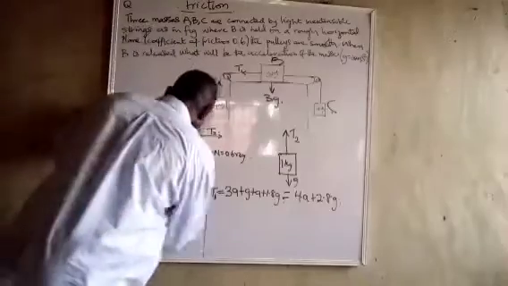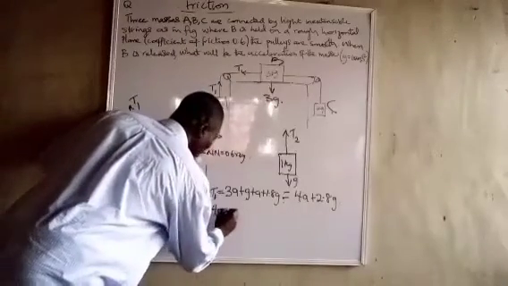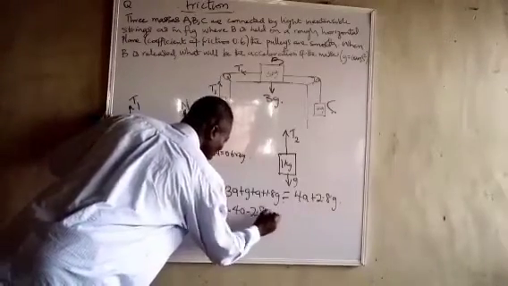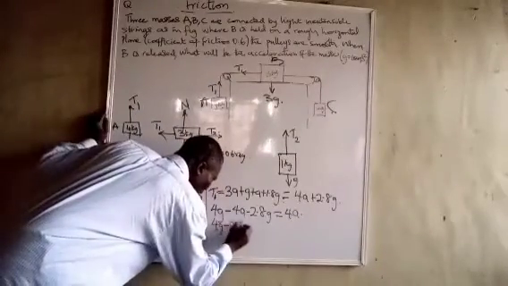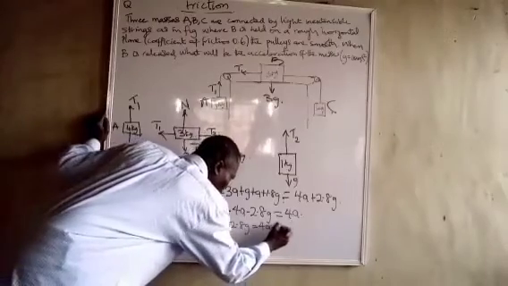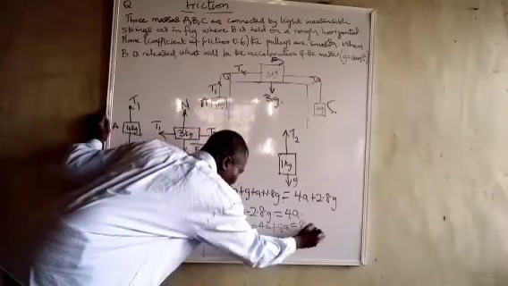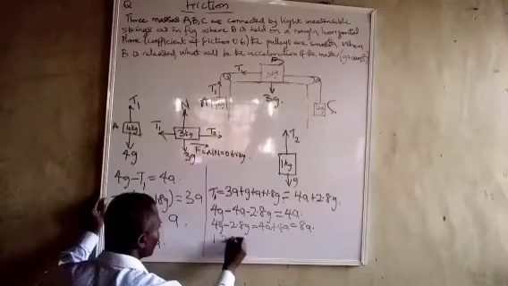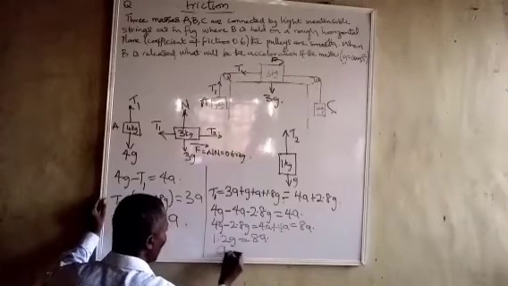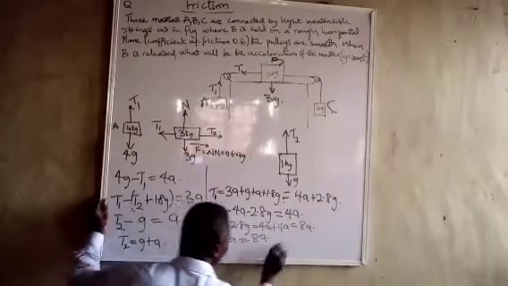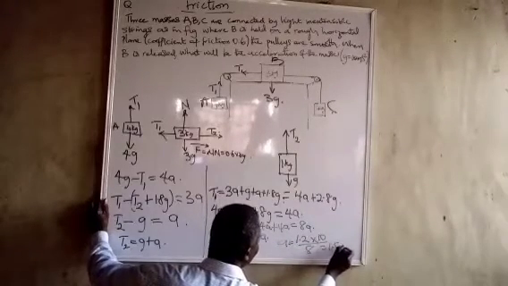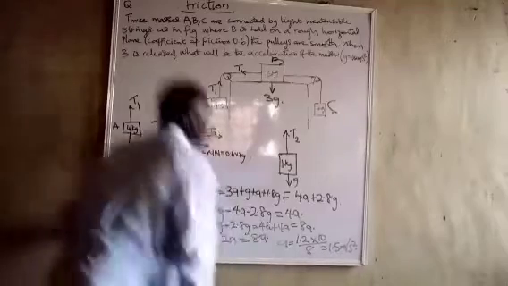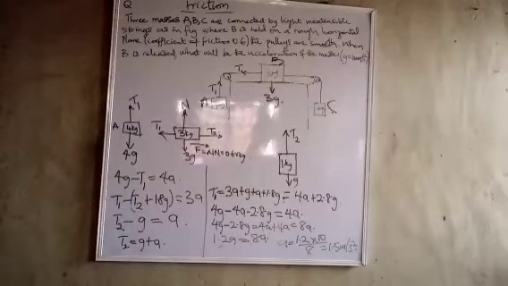Now let me bring this T1 into this equation here. 4g minus 4a minus 2.8g is equal to 4a. So 4g minus 2.8g is equal to 4a plus 4a, which is 8a. So 1.2g is equal to 8a. A equals 1.2 times 10 over 8, which is 1.5 meters per second square. So you can see it's straightforward, very easy. Just resolve, draw the free body diagrams, and then collate. You get your answers.